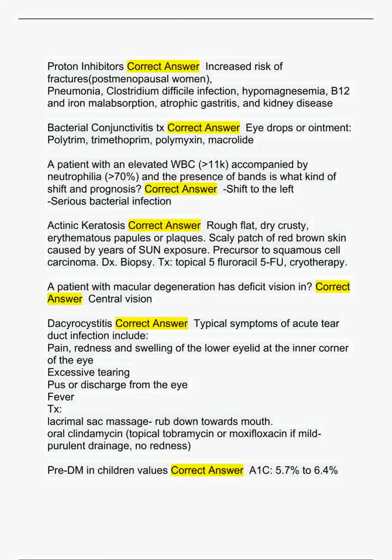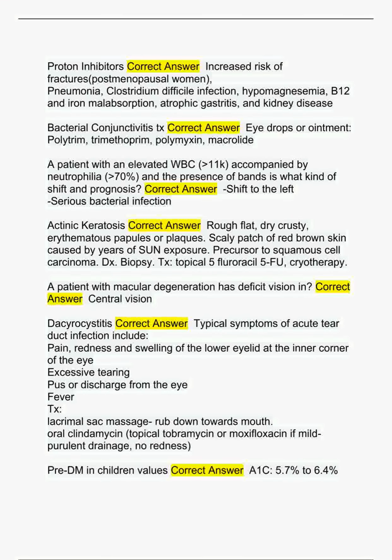Actinic keratosis. Correct answer, rough, flat, dry, crusty. Erythematous papules or plaques. Scaly patch of red-brown skin, caused by years of sun exposure. Precursor to squamous cell carcinoma. DX. Biopsy. TX. Topical 5-fluorouracil, 5-FU, cryotherapy.